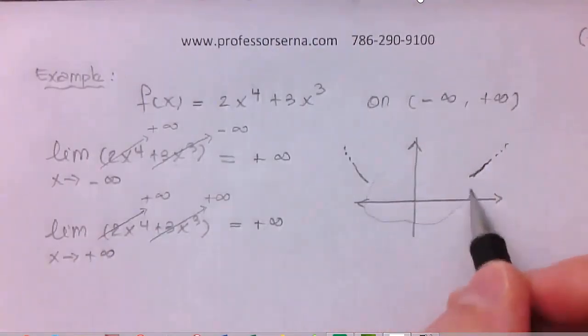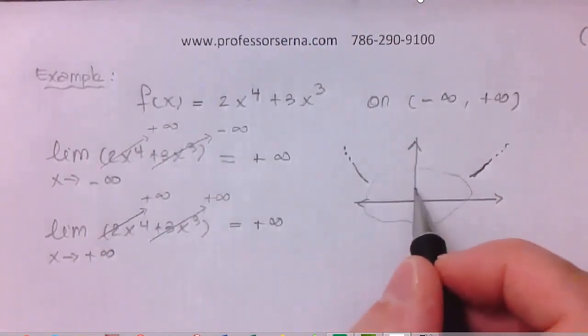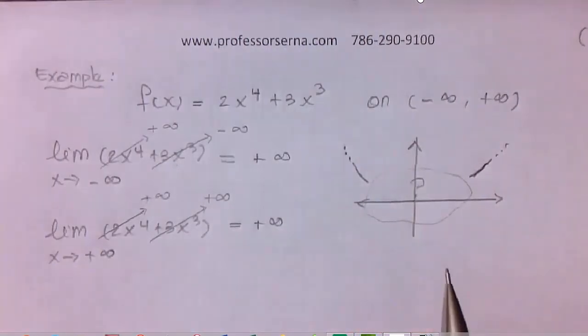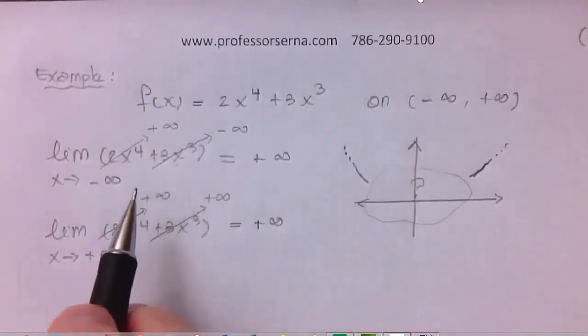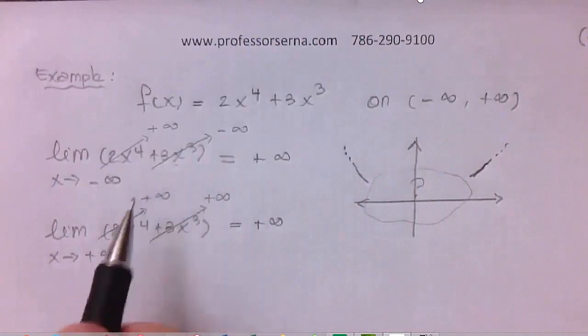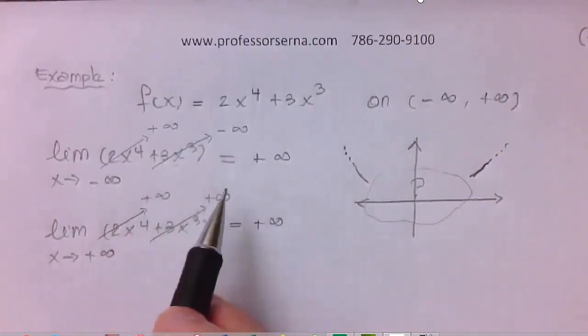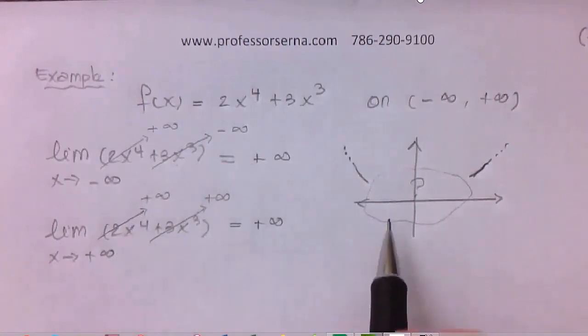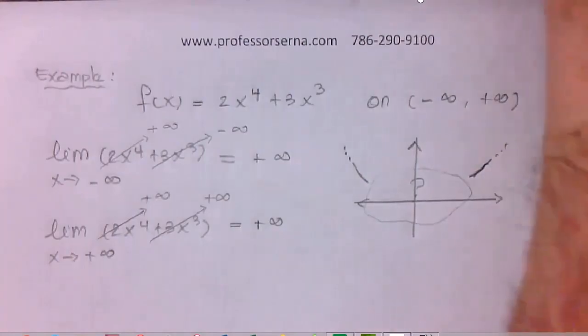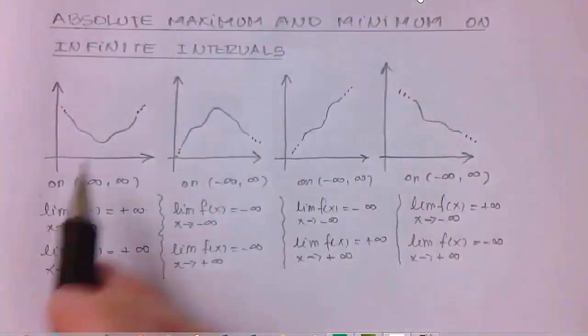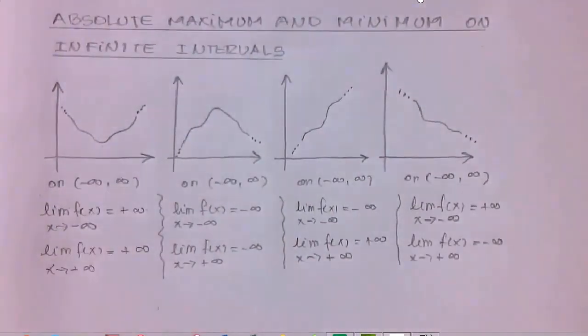What is happening in the middle? At this point, we don't care because the question was only, does this function have an absolute maximum or an absolute minimum? And the answer would be yes, it does, because what we have is a situation like this. So the function will have an absolute minimum.